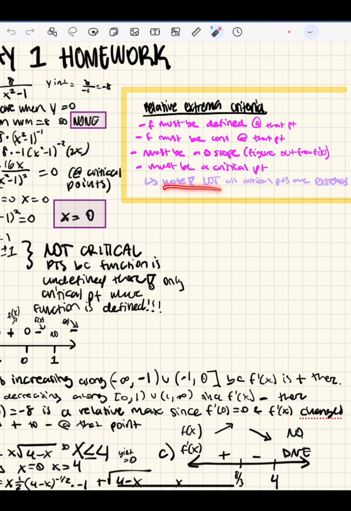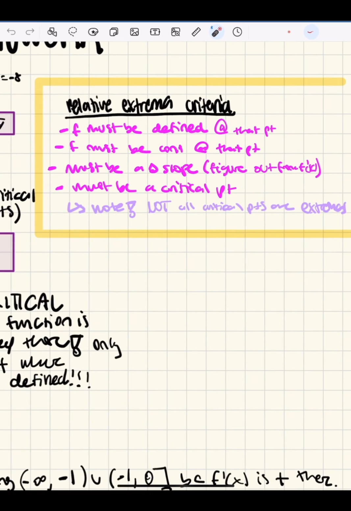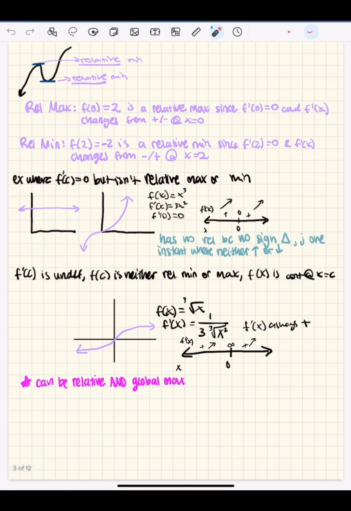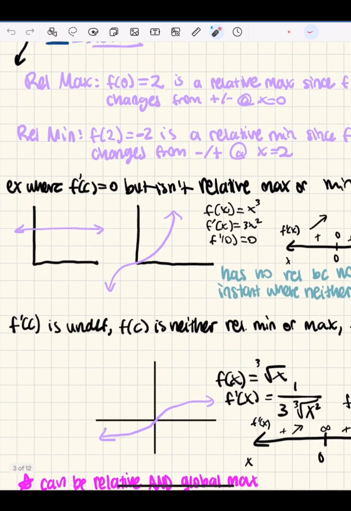Also, this is a really important note, which is that not all critical points are extrema. So you can have a critical point that isn't, which we kind of talked about before. Here, for example, this is a critical point, but it is not an extrema because the slope does not change.